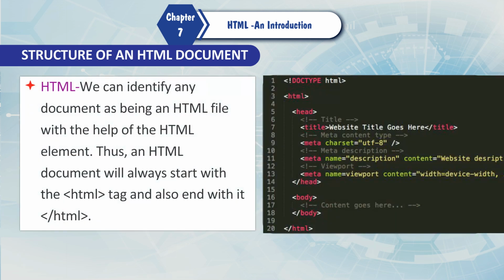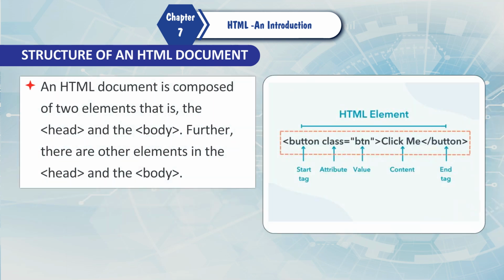HTML. We can identify any document as being an HTML file with the help of the HTML element tag. Thus, an HTML document will always start with the <html> tag and also end with </html>. An HTML document is composed of two elements, that is the <head> and the <body>. Further, there are other elements in the <head> and the <body>.